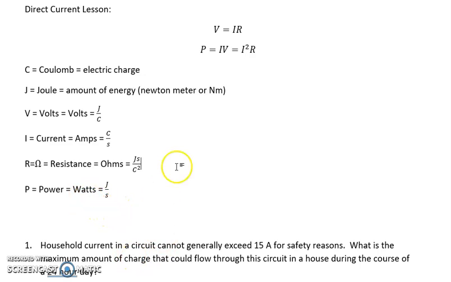Well, we're talking about amps and we're talking about charge. Well, amps, we know up here, amps are coulombs per second. So we can set up a relationship where 15 amps equals coulombs over seconds. And we're trying to solve for charge, which is coulombs. So we have to change that 24-hour day into seconds. So we take 24 for the hours times 60 for the minutes times 60 to get seconds.